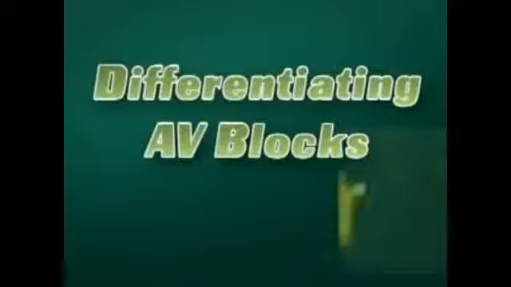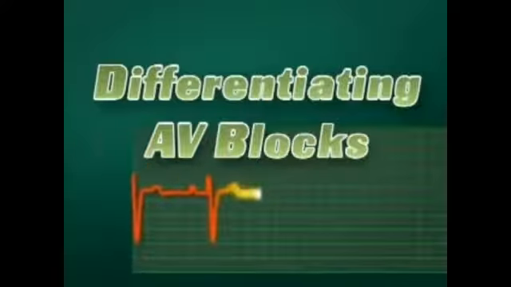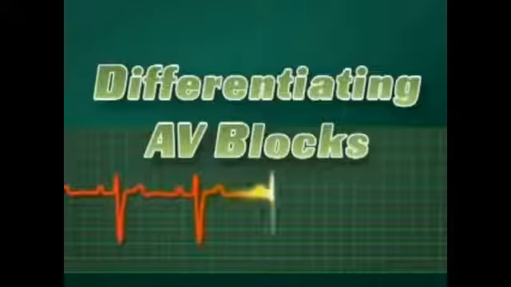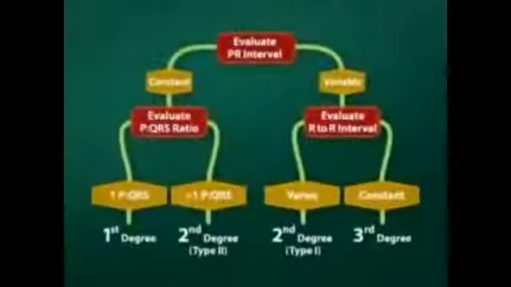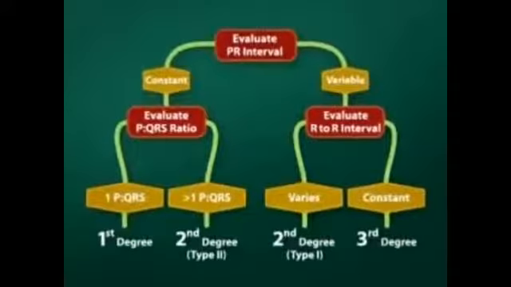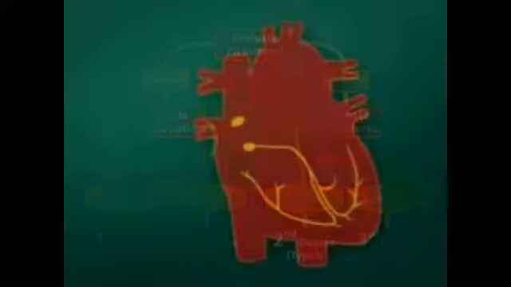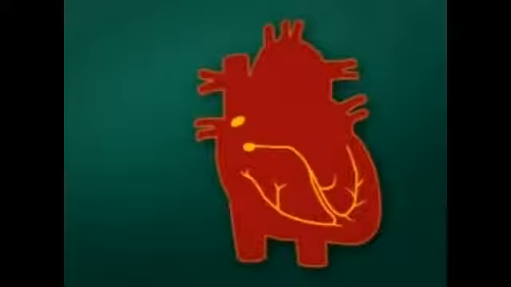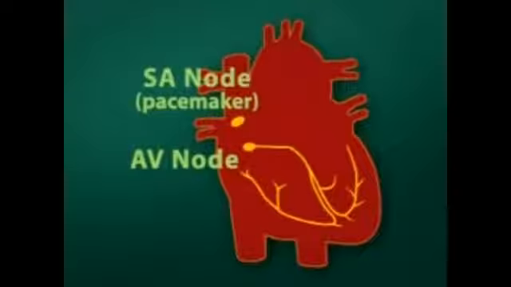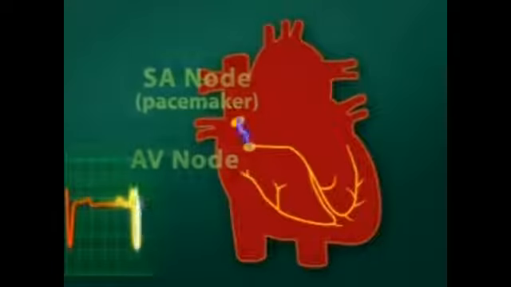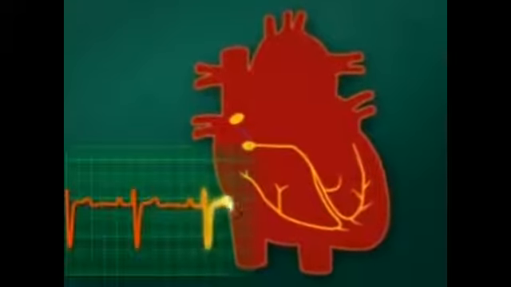Differentiating AV blocks. The various AV blocks seen on the EKG monitor can sometimes be difficult to differentiate. Here's a simple method for determining what type of block you're looking at. All atrioventricular blocks result in abnormal conduction between the SA node and the AV node. This abnormal conduction causes variation in the patient's PR interval.